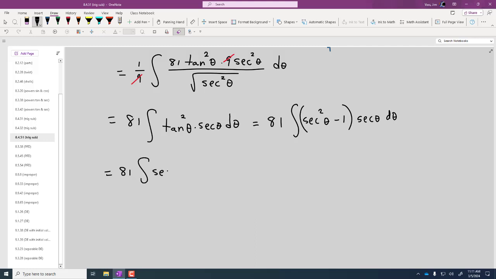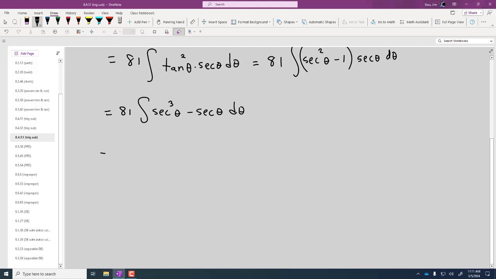Well, part of it's easy. Negative. Part of it's easy. We've done secant. We have done secant cubed twice. So we get that. All right, so let's separate this. This is going to be 81 multiplied by, let's separate this into two integrals. And then let's talk about the first one for a minute, because you definitely need to know the second one.